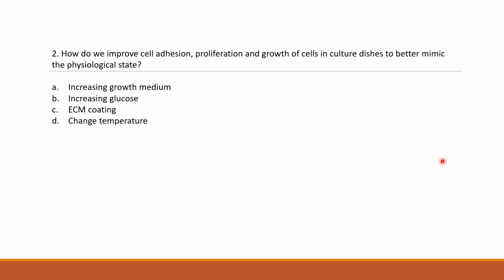For that, it has to grow properly, produce correct proteins, and then it will attain proper maturation when it is most similar to how it was in your body. That is nothing but mimicking your physiological body state. So when will the cells be able to do all this? How do you improve cell adhesion, proliferation, growth of cells? How can you help them become maximally similar or identical to the cells when they were in your body? So what can you use to improve this condition?